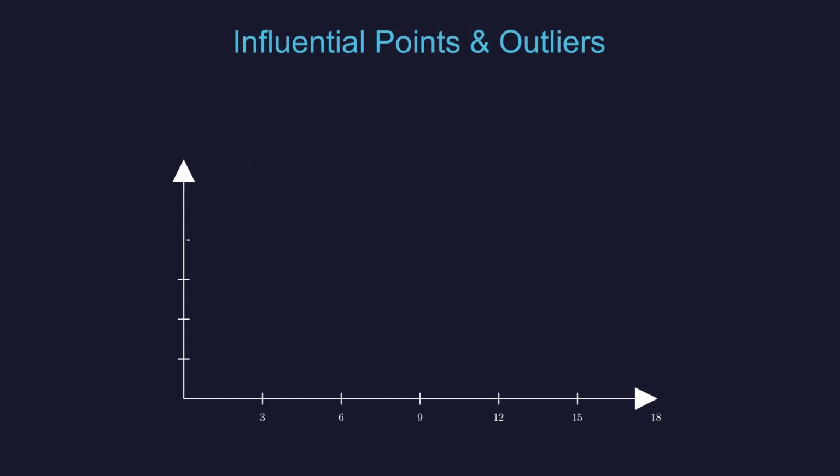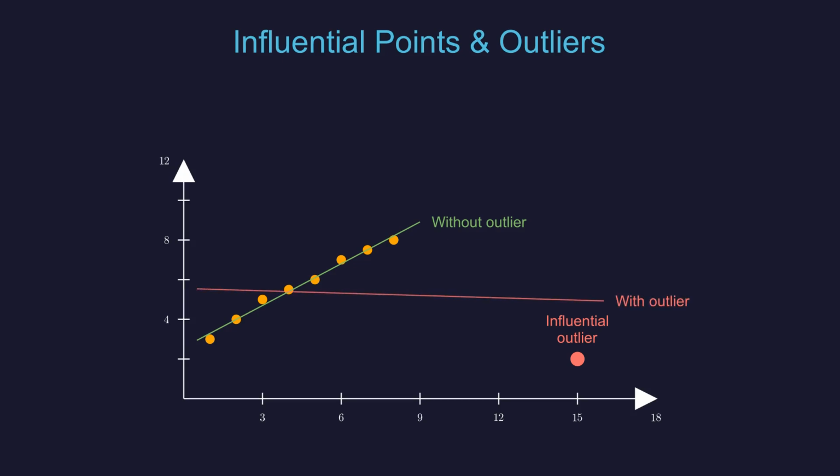A single unusual point can drastically change the regression line. Here are 8 well-behaved data points with a nice upward trend. The green line fits them well. Now watch what happens when we add one influential outlier far to the right and below the trend. The regression line gets pulled dramatically toward this one point, completely changing the slope. This is why we must always check for influential observations.